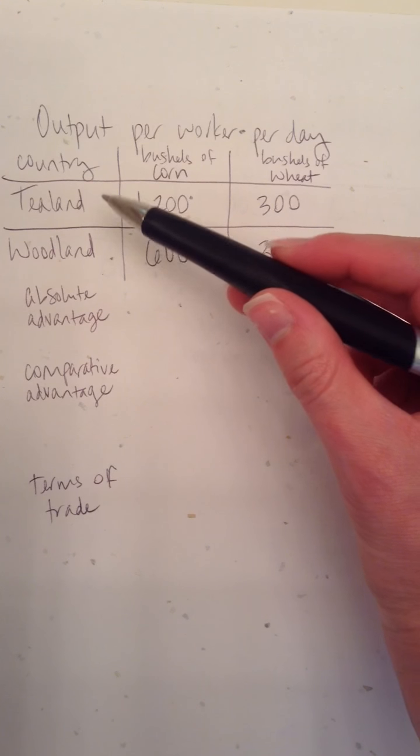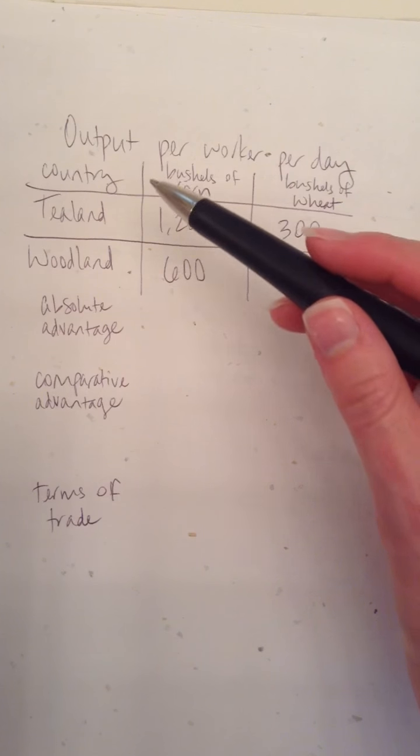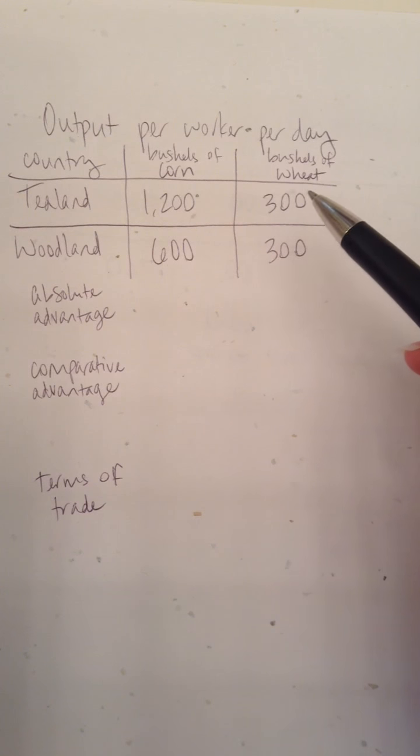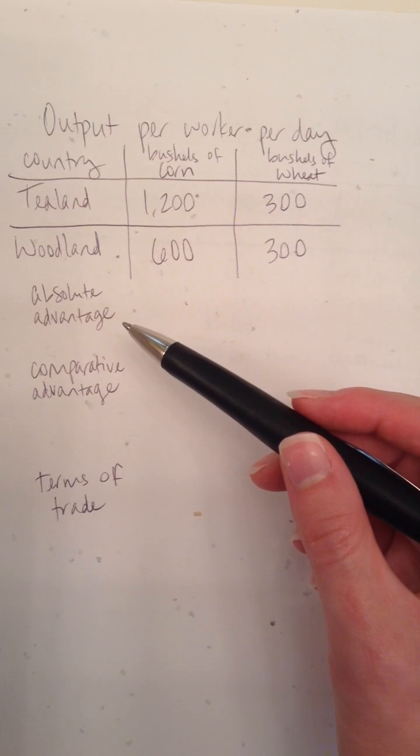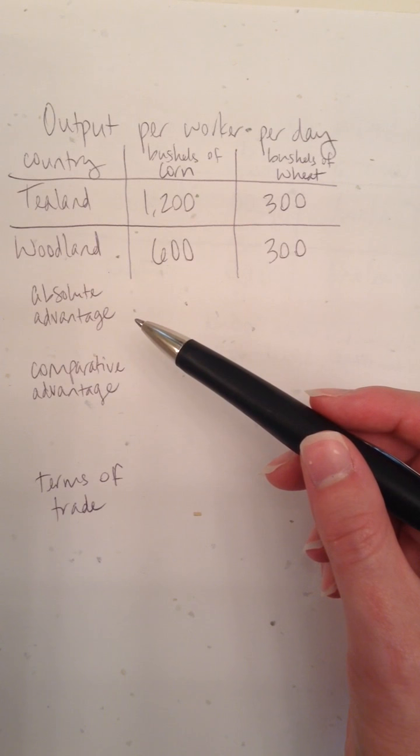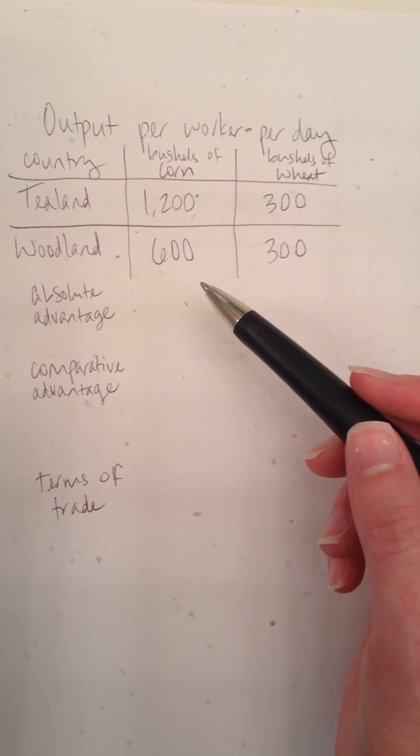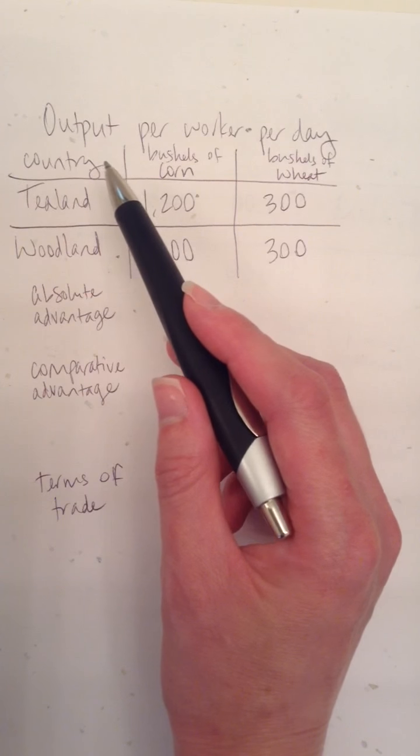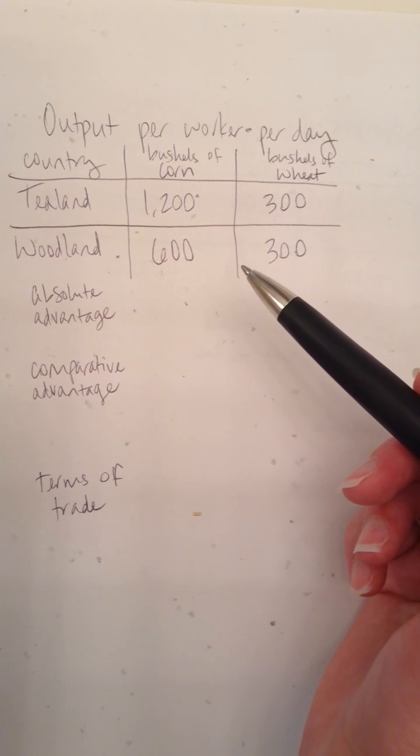In this case, we've got Tea Land and Woodland, and also only looking at two goods. So in this case, we've got corn and wheat only. So here we go. To find the absolute advantage, all you need to do is see which country can produce more of a certain good with the same amount of resources. So we're looking at their output per worker per day, so we know it's the same amount of resources for each country.